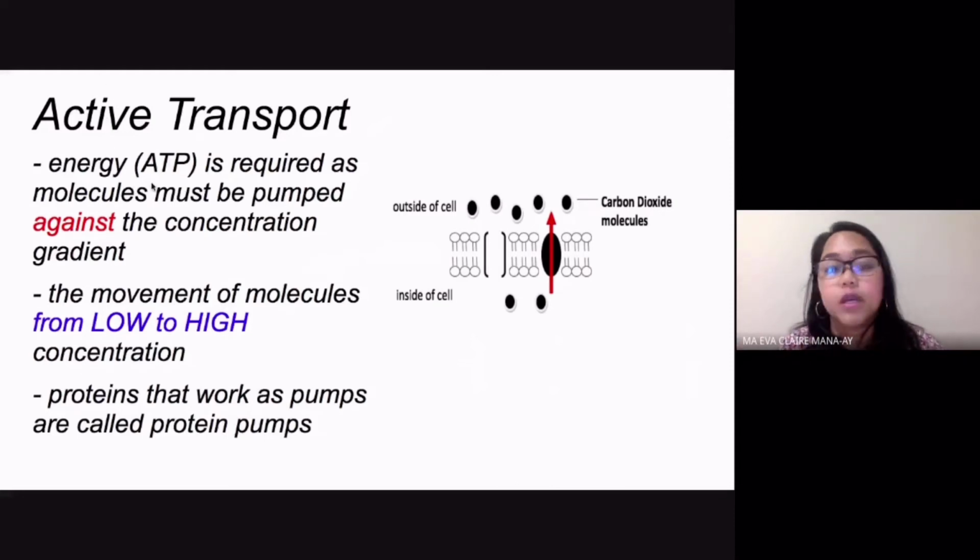And the movement of your molecules would be against the concentration gradient, which means that the movement is going to be from an area of lower concentration to an area of higher concentration. It is the opposite of your passive transport.